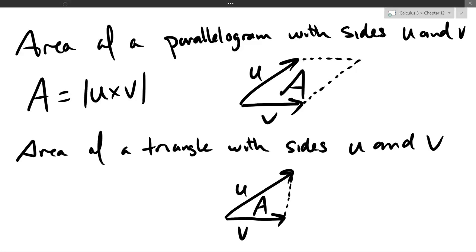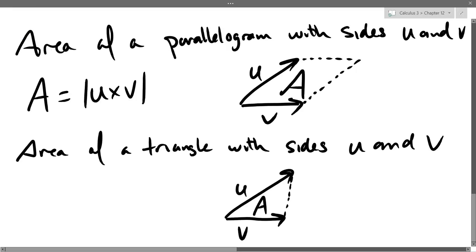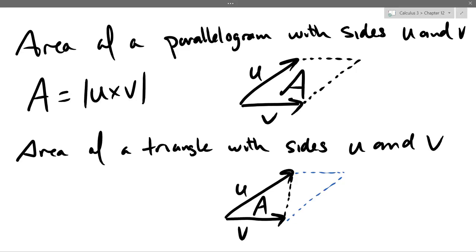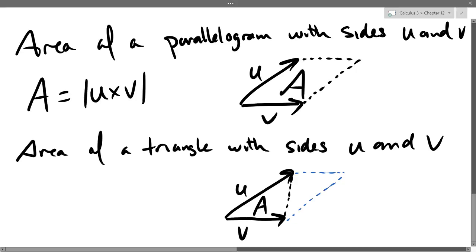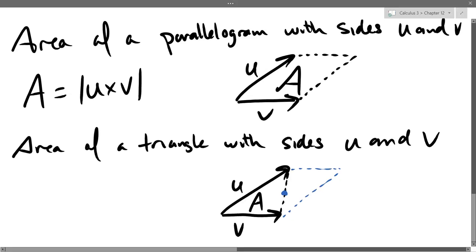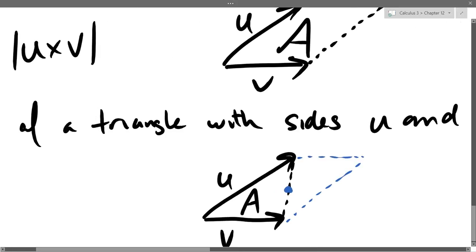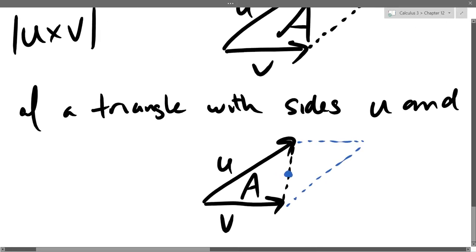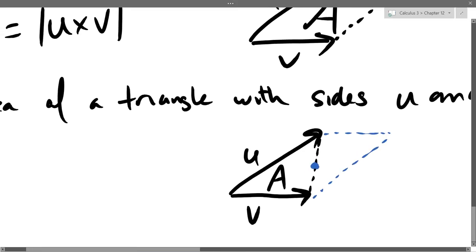It turns out if you keep on going with the geometrical constructions, you could make a parallelogram, and these two triangles are congruent. If you just flip one of them over, it'll end up on the other one. If you rotate around that little blue point that I made right there, you'll have symmetry about that point. So that means the area is half the parallelogram area.